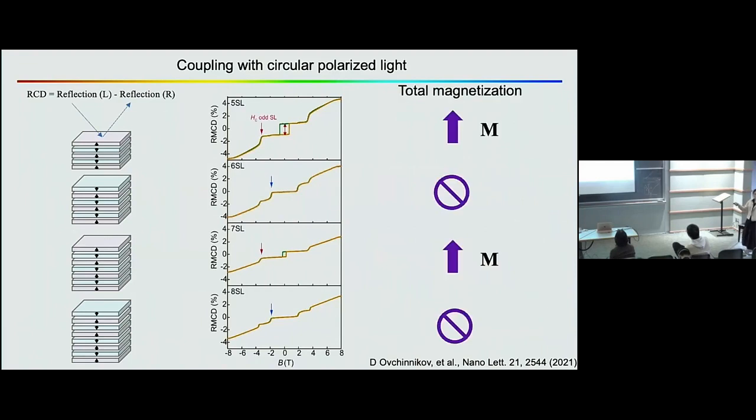That's not difficult to understand because, as I said, only the odd number of layers has a total magnetization, whereas the even number of layers does not have net magnetization. Normally people relate this circular dichroism with magnetism. So 6 layers and 8 layers do not have it. Then we need to think. If some response is 0, and if we believe it's strictly 0, it means there must be some symmetry to prevent this from happening. There must be some symmetry argument.